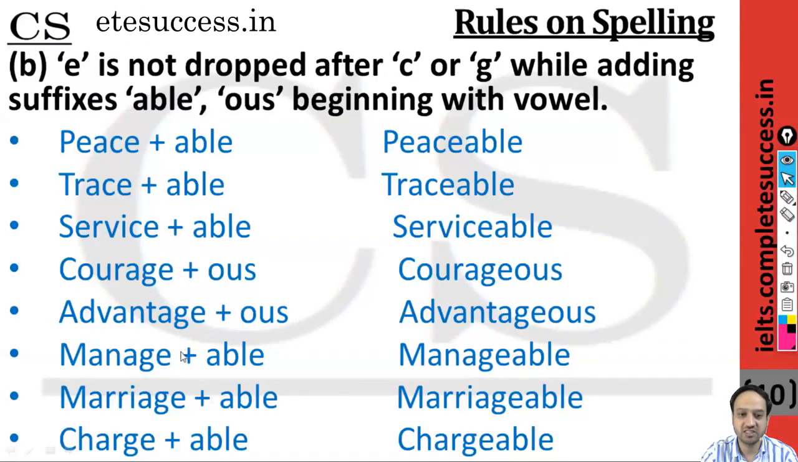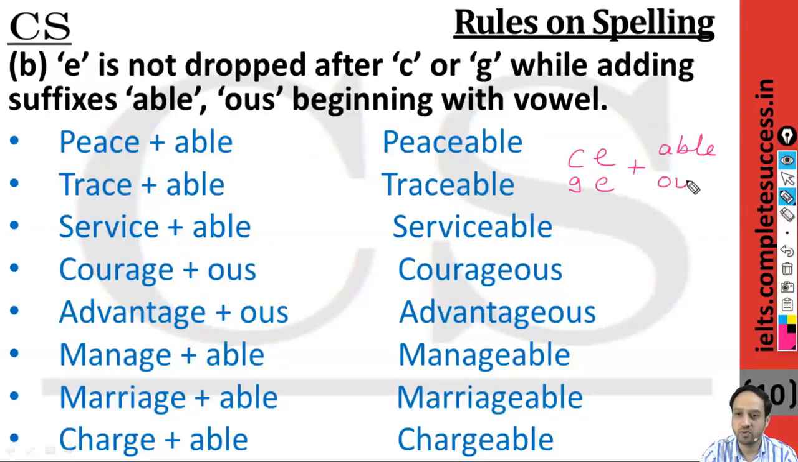So in all such cases when we add able or ous, if before e there is c, or before e there is g, then we keep the letter e, and we will not drop the last letter e.